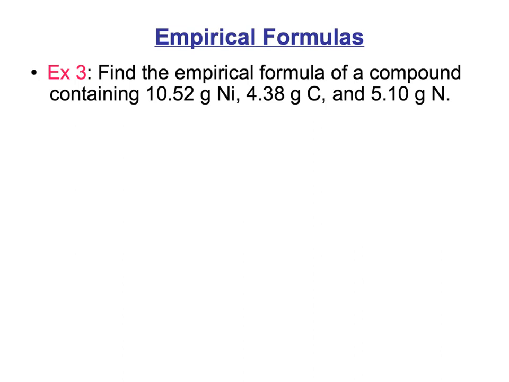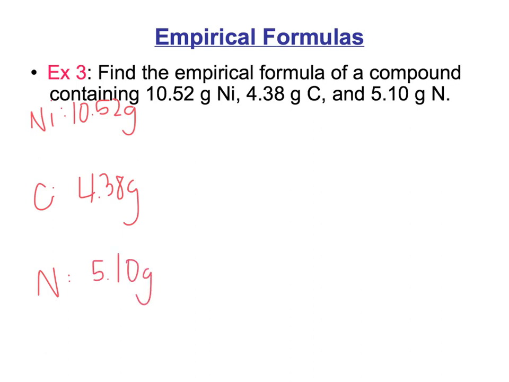I'm going to take each one, and again, I like to write my elements down the side. It just helps keep everything in line. So for nickel, I have 10.52 grams. For carbon, I have 4.38 grams. And for nitrogen, I have 5.10. If you ever have any questions on what anything in here says, just ask me when you get to class, because the stylus doesn't write very well. So we need to convert to moles.